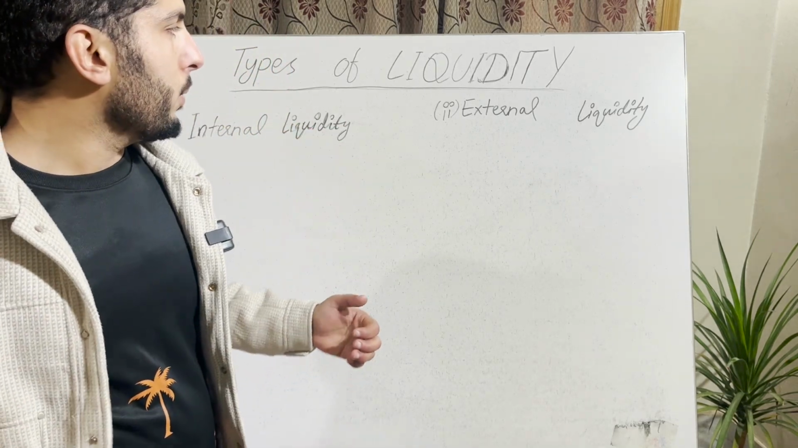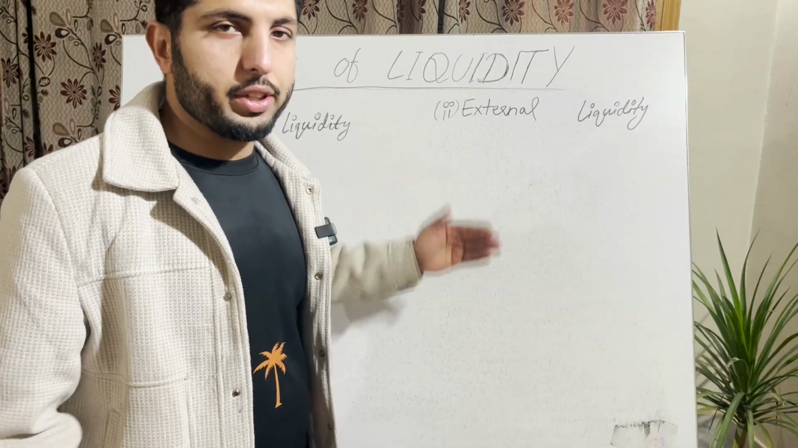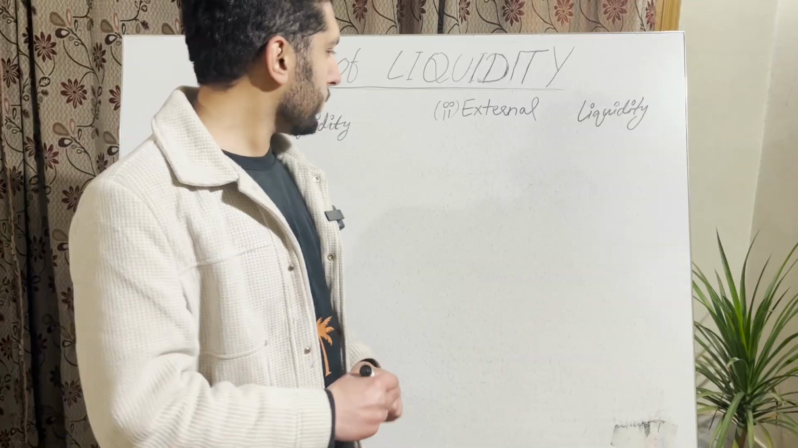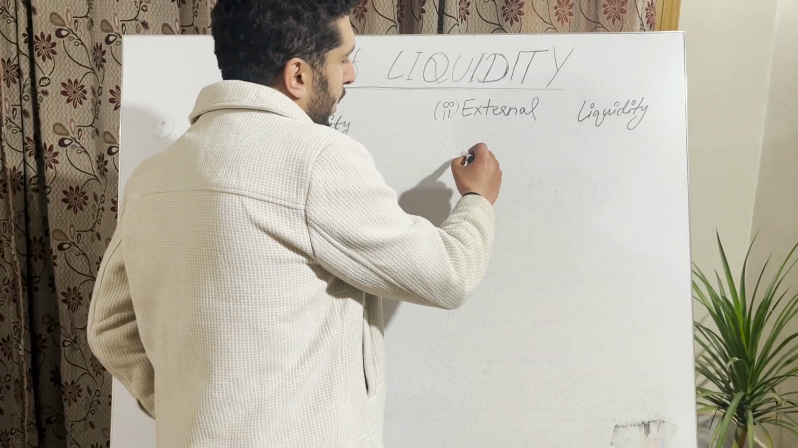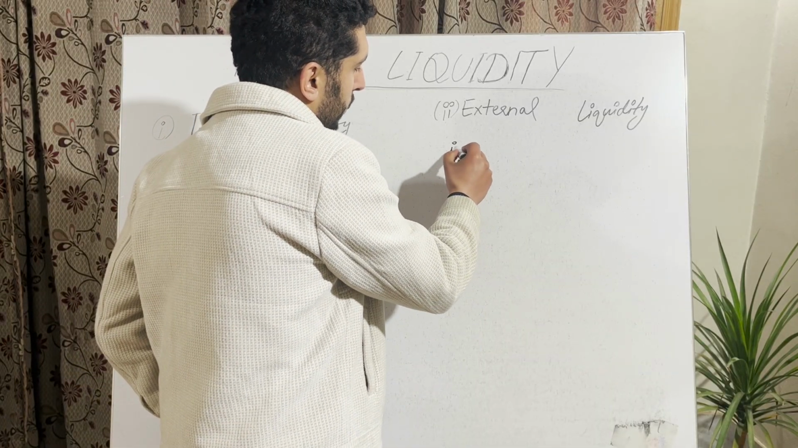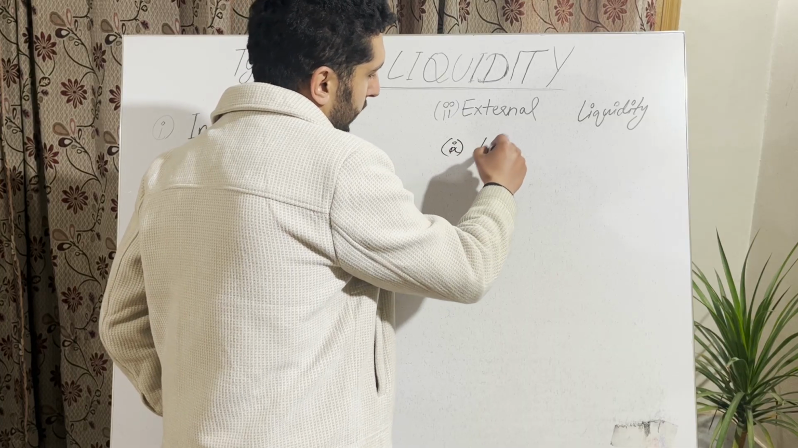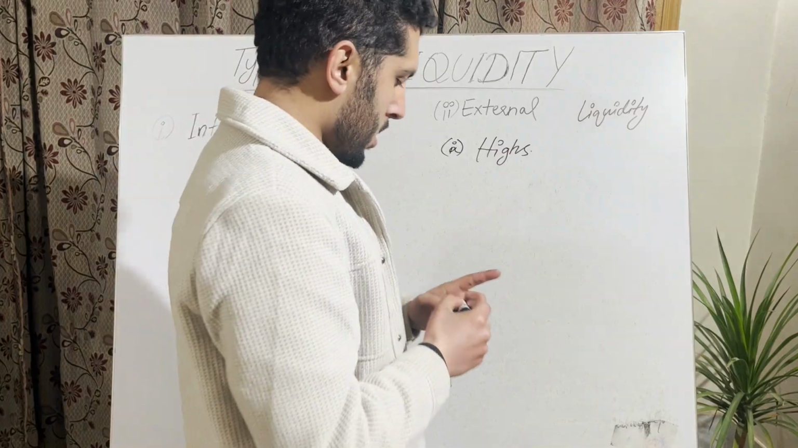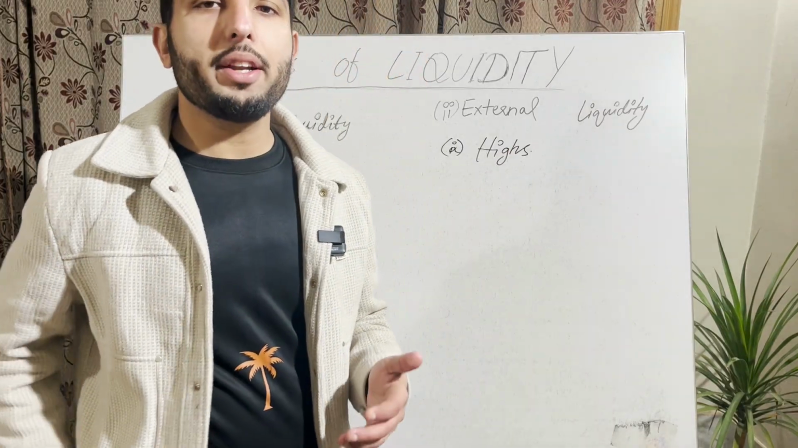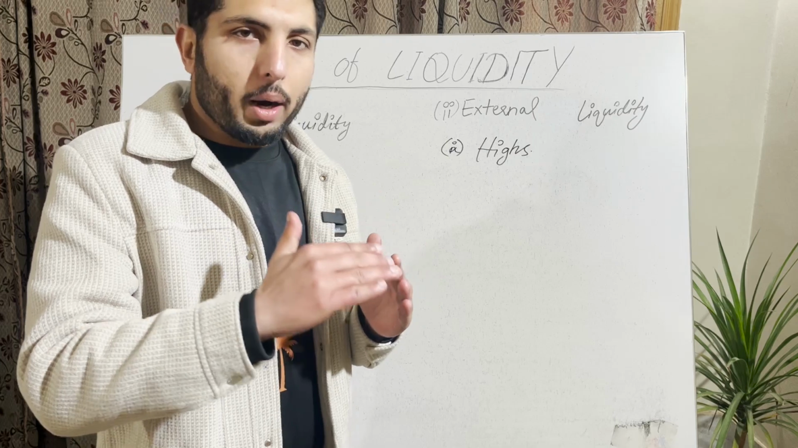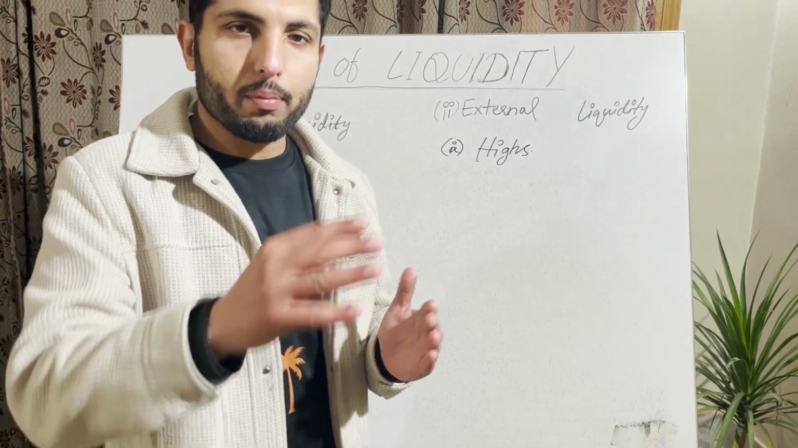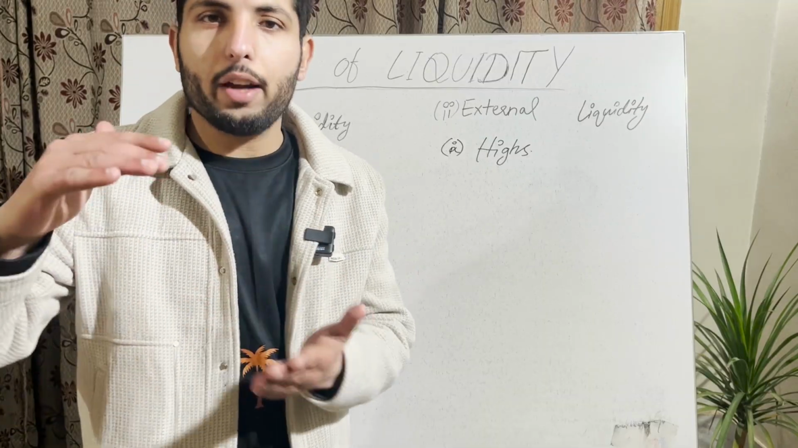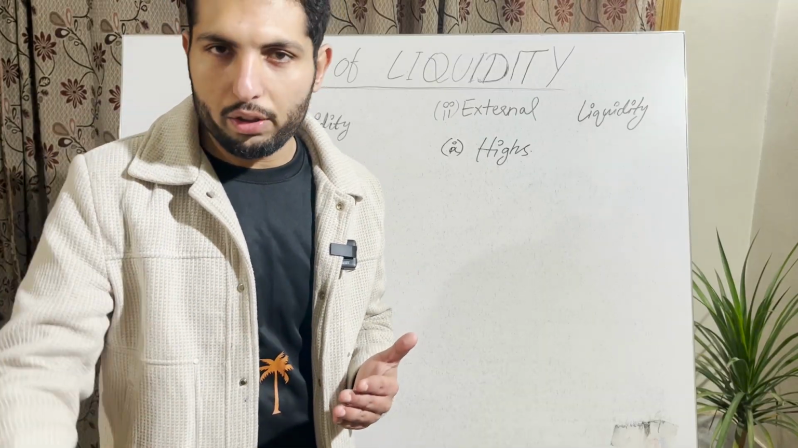We will start the topic with external liquidity because we have two types of external liquidity. The first one is highs. Being traders, we have been taught that when the market approaches a high, then the high is bound to work as a resistance, and from that point, the market reverses.